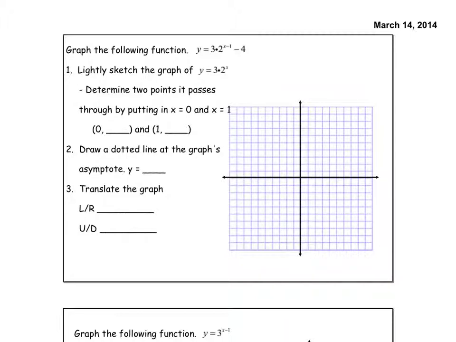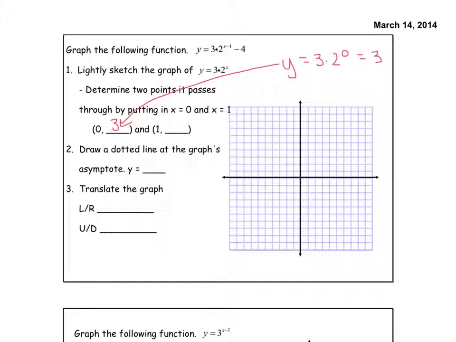How you lightly sketch it is you determine 2 points that it passes through. So plug in 0 for x and 1 for x, and you'll get your 2 points. When I plug in 0 for x, determining my y-intercept, I have y equals 3 times 2 to the 0. Any number to the 0 power is 1, so this is 3. So 1 point that it passes through is (0, 3).